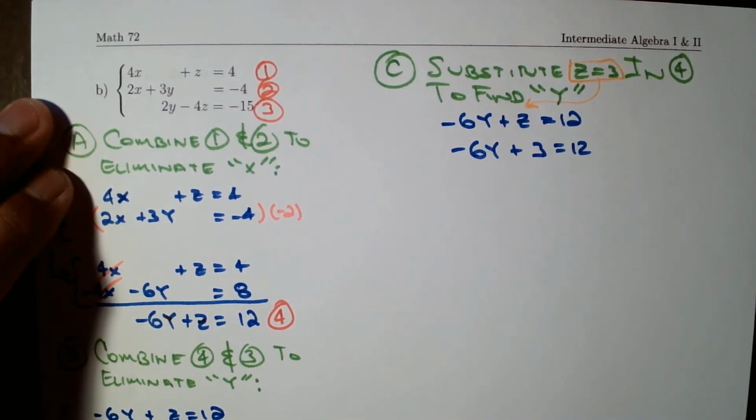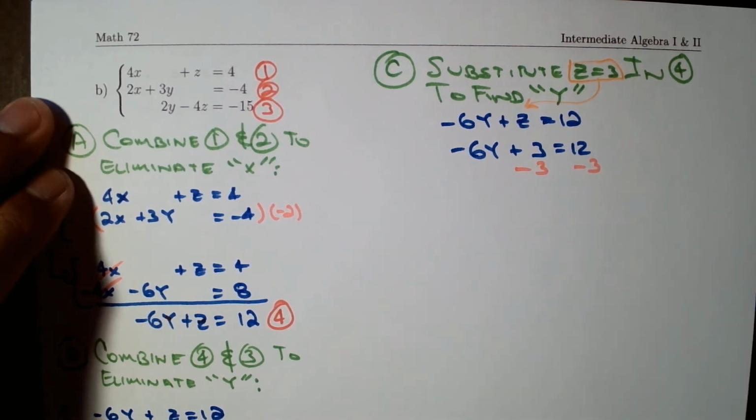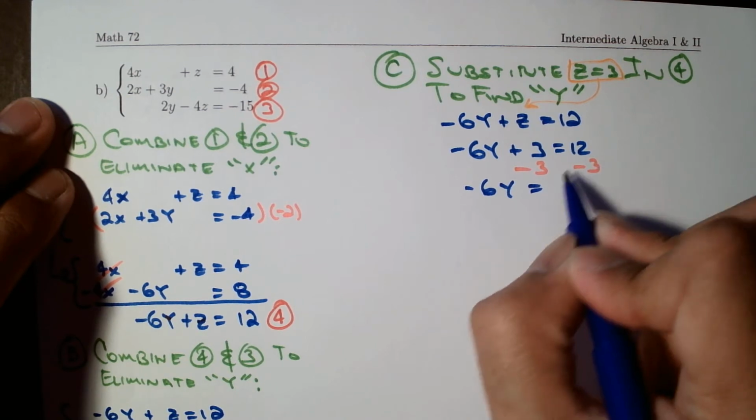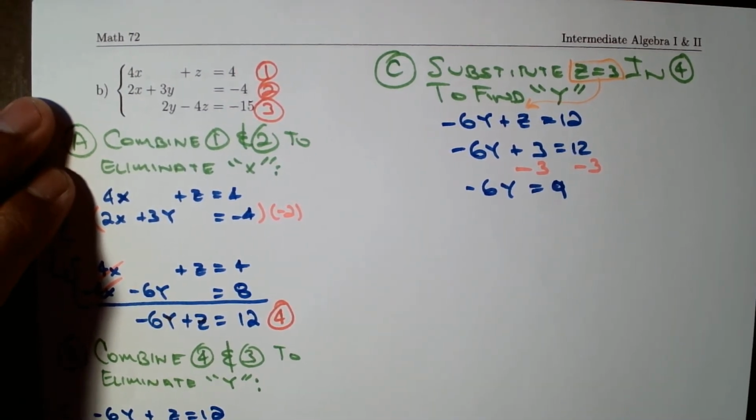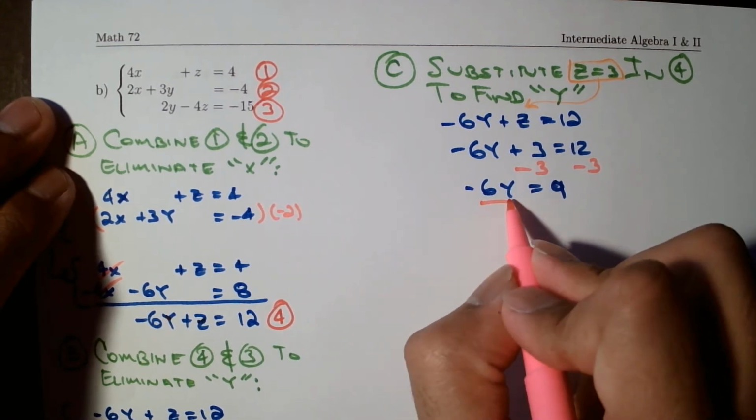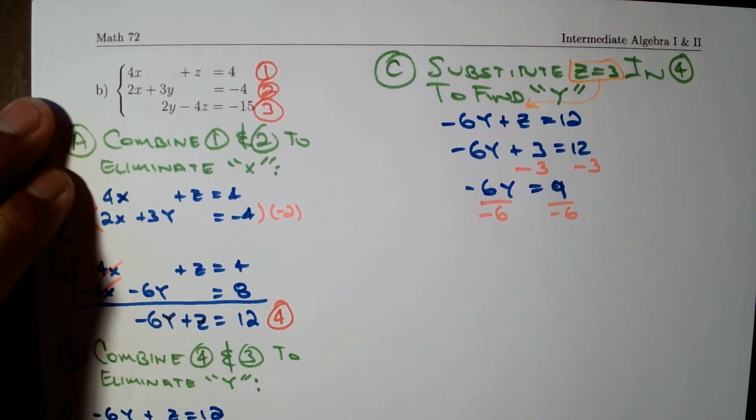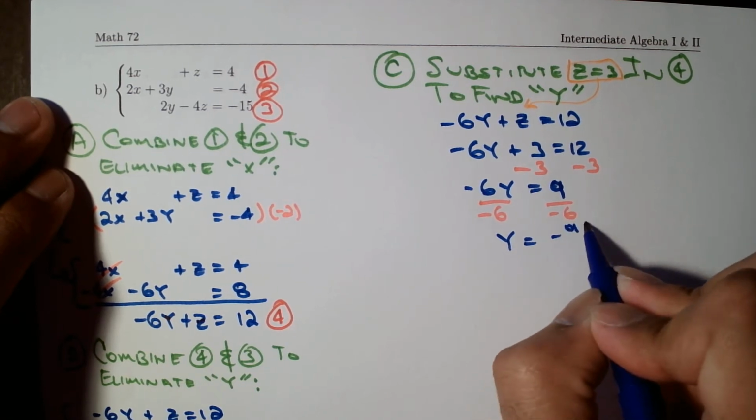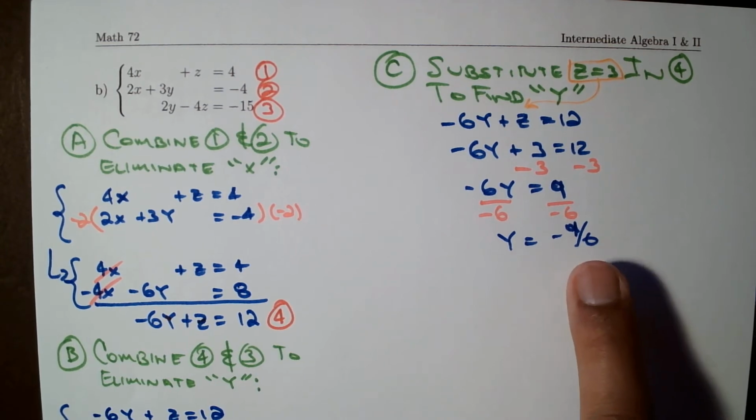Well, subtract 3 from both sides. That's going to give us negative 6y equals 9. And then divide both sides by, actually, negative 6. And that's going to give us y by itself, which is negative 9 over 6. But actually, this fraction can be reduced to lowest terms.